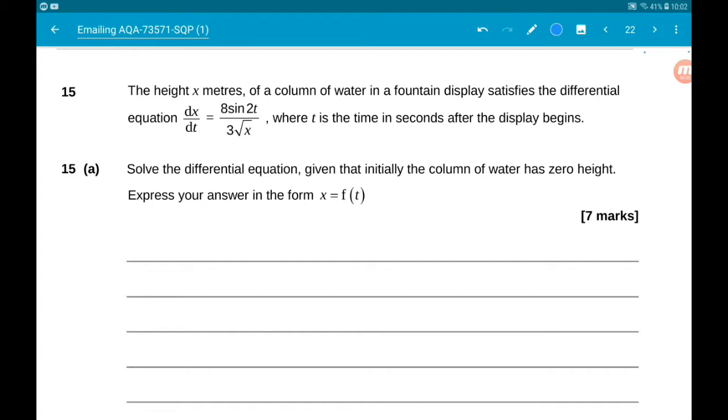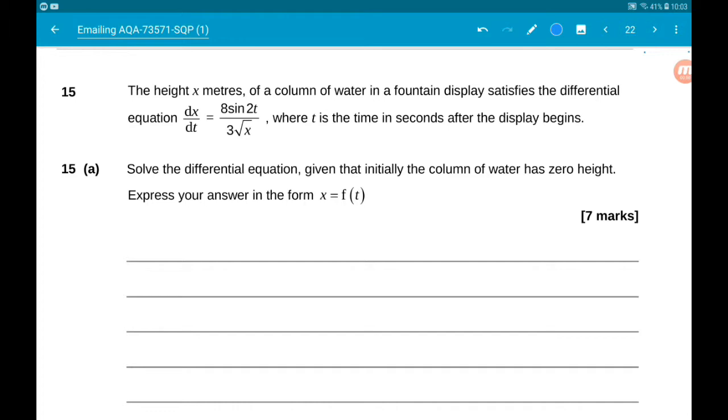Okay, 15a, we have a nice differential equation to solve for 7 marks. So the height, x meters, of a column of water in a fountain display satisfies the differential equation dx/dt = 8 sin 2t over 3 root x, where t is the time in seconds after the display began. We want to solve the differential equation given that initially the column of water has 0 height, giving our answer in the form x equals a function of t.